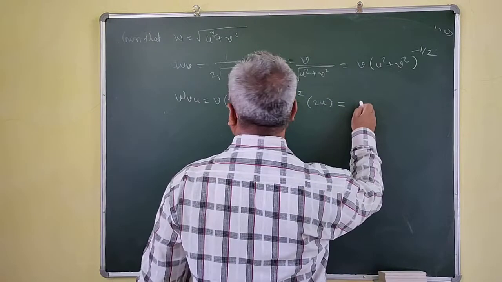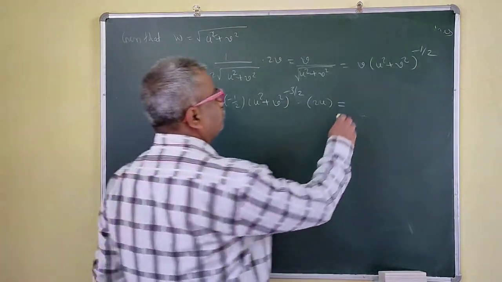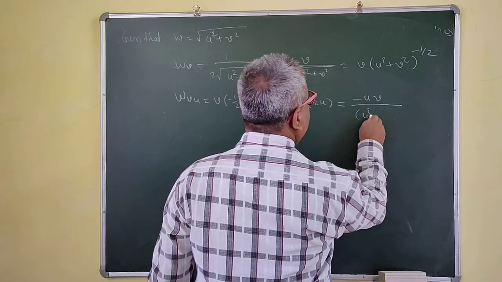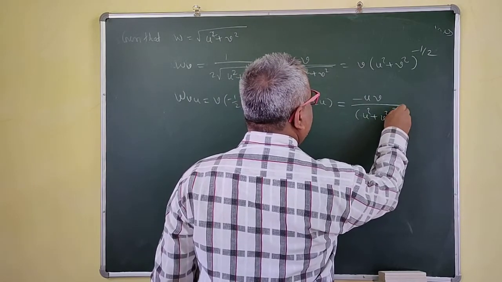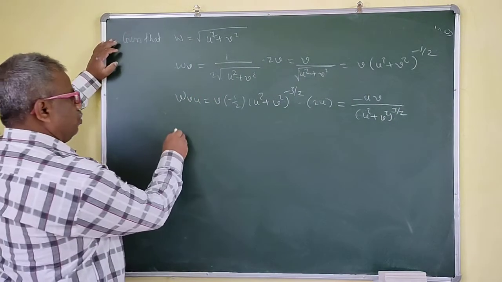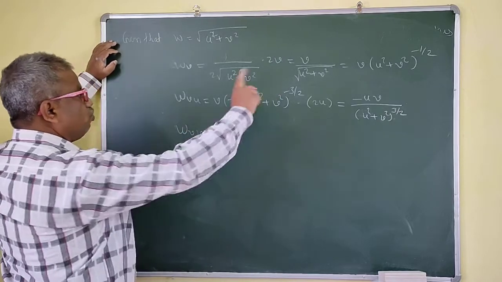Now see, it is the same now. So W_uv is the same as W_vu. So uv upon (u square plus v square) to the power 3 by 2. Okay? Now we differentiate this with respect to v. So W_vv, again use the product rule.